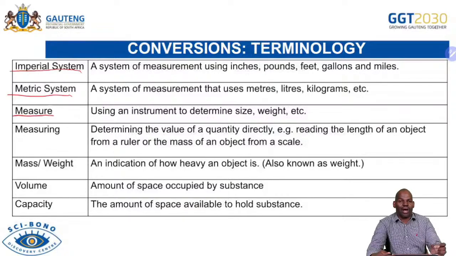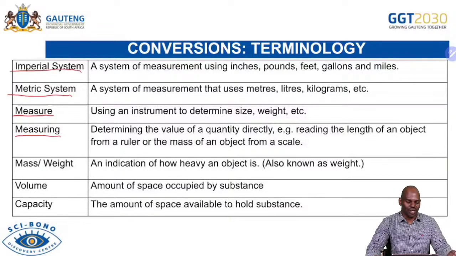And then we've got measure. Okay, what do we mean by measure? If they say measure, what do they mean? They mean use an instrument to determine size or weight. If they ask you to take your ruler and measure the distance from one point to another, it means use an instrument. In that case, the instrument will be a ruler to determine the size. The size means it's going to be the length between the 2 points.